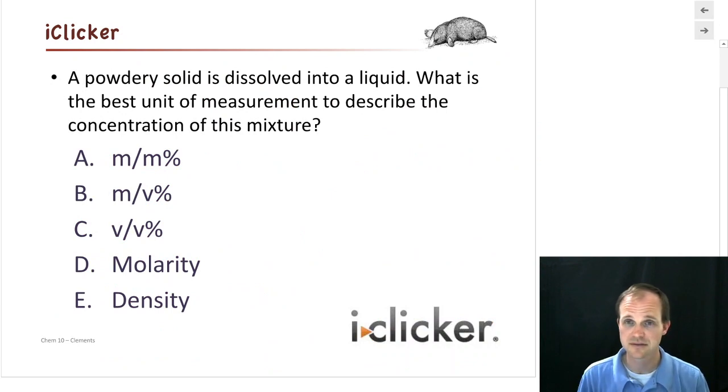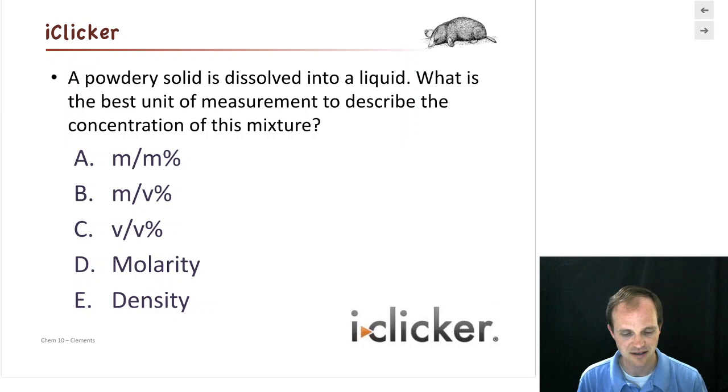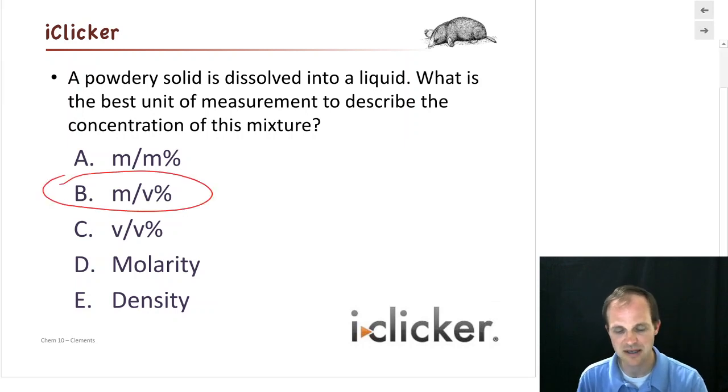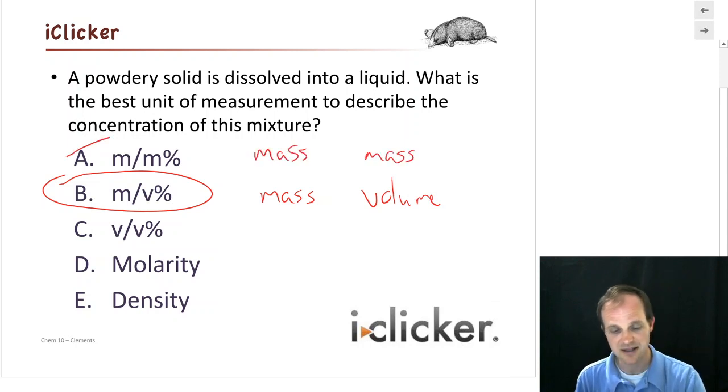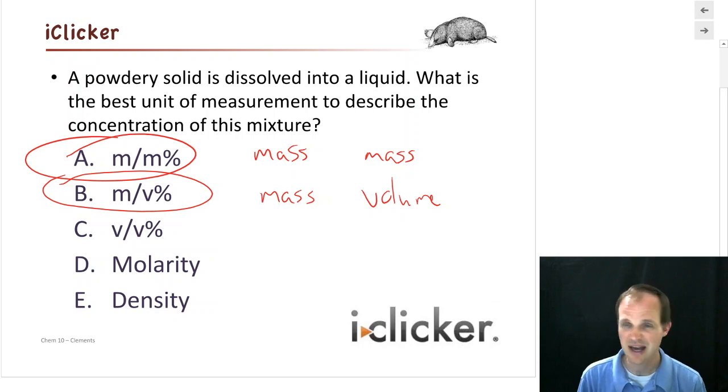So, what's the best unit? I take a powdery substance, I dissolve it into a liquid. What's the best unit of measurement to describe the concentration of this mixture? And you know, many of you probably came up with B, but B is only the right answer if you happen to have units of mass and volume. If you happen to have units for both of them that are mass and mass, then this is the best one. If you happen to have units that will get you these other things, then something else might be a better way of measuring it.